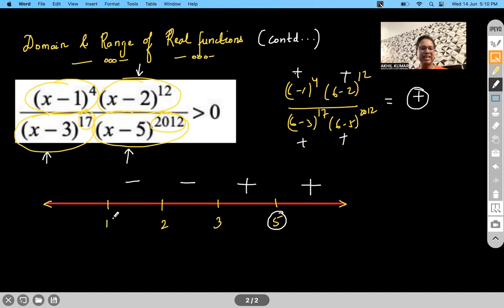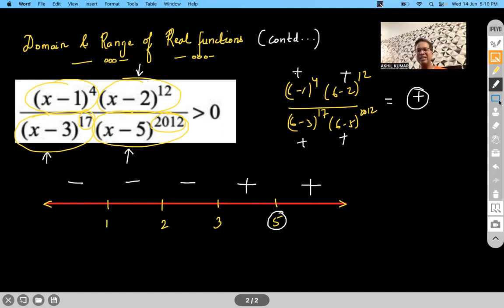Correct? The next is 1. 1 comes from the x minus 1 to the power 4 factor. So 1 is a 0 of that particular factor, and 4 is an even number. So we'll again retain the sign. So this will be negative. Is that fine? Any question?